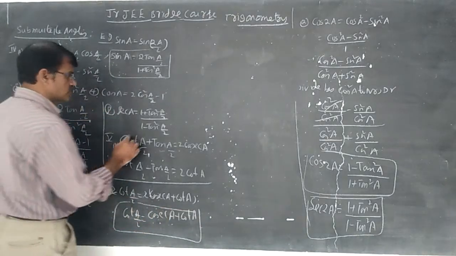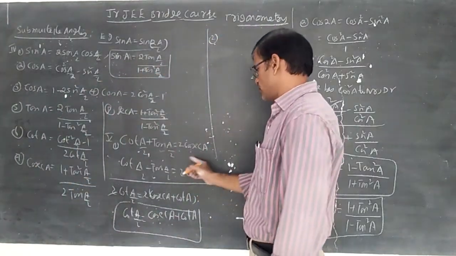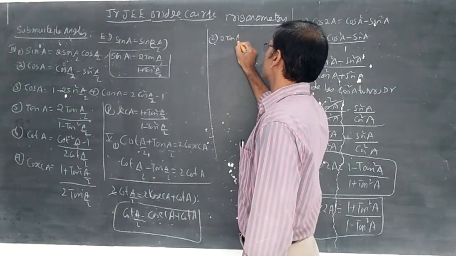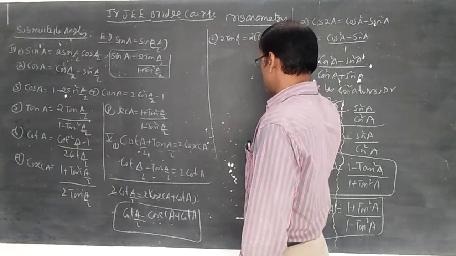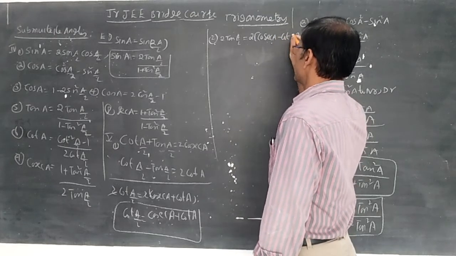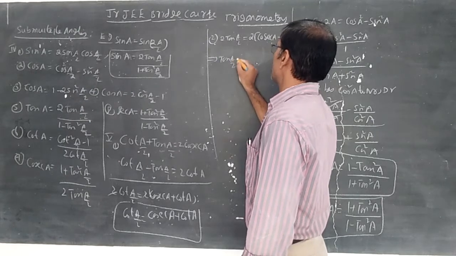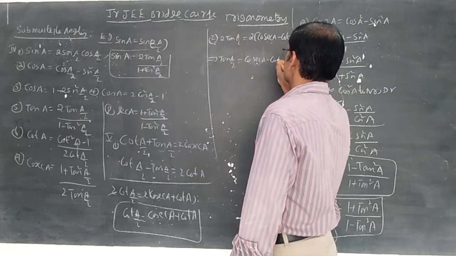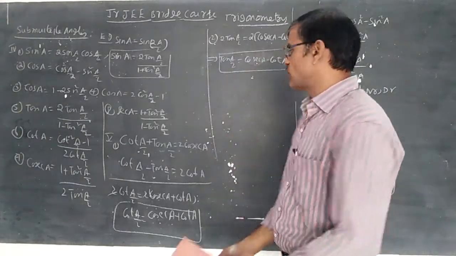This is the first one. Using this formula, if we subtract, we get 2 tan A by 2 is equal to 2 into cosec A minus cot A. If we divide by 2, it becomes tan A by 2 is equal to cosec A minus cot A. These are the sub formulae.